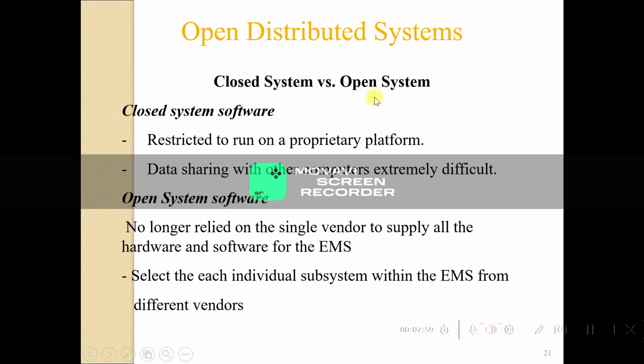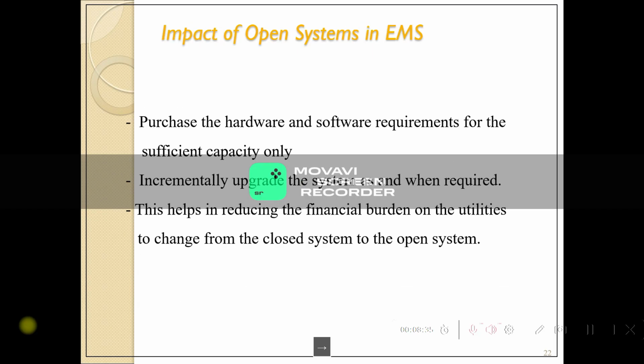The closed system versus open system. Closed system software is restricted to run on a proprietary platform, and data sharing with other computers is extremely difficult. Next one, open system software. No longer relied on a single vendor to supply all the hardware and the software for the EMS. Select each individual subsystem within the energy management system from different vendors.